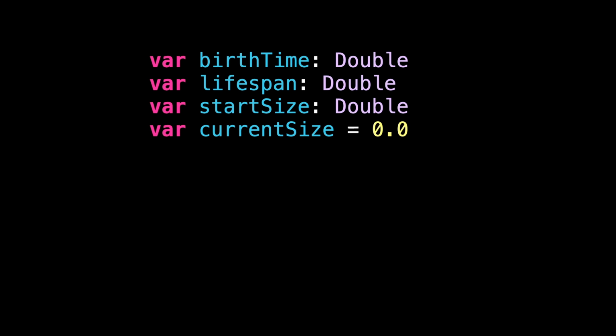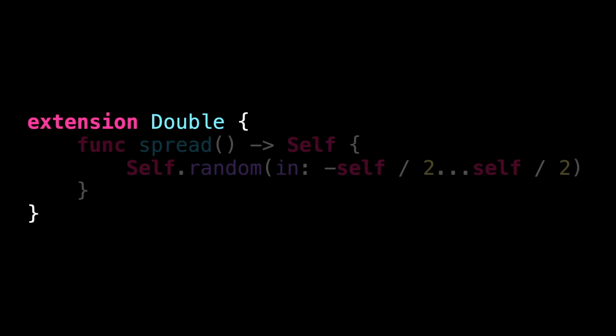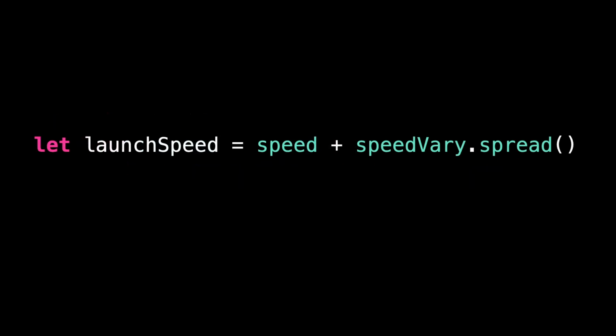This can be set to 0 here, because it'll be calculated every time update is called. To make our code easier, we're going to add a small extension to double. It's called spread, and it generates a random value from our variation. Again, half the variation is applied above the basic value, and half is applied below. And now, we need to adjust the create particle to take these properties into account.